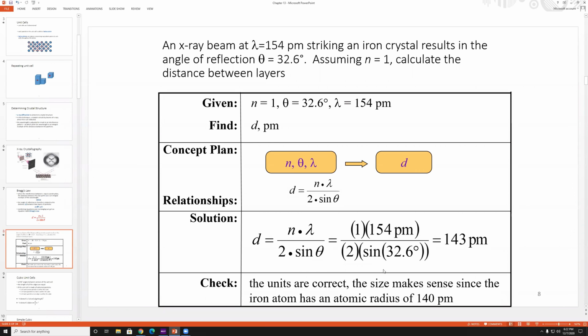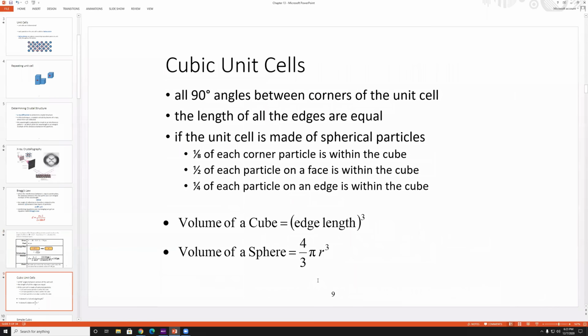In this case, we're just using a distance to figure out another distance, and there's no constant involved. So we can convert it, or we can keep it as picometers. And then you can just plug in the angle, and you can get your answer.